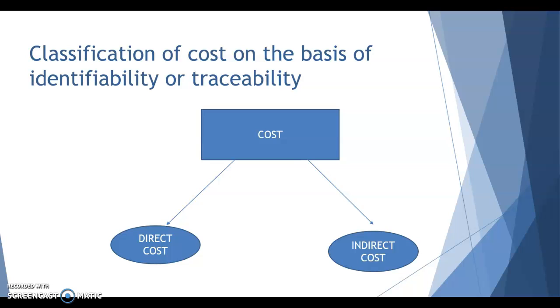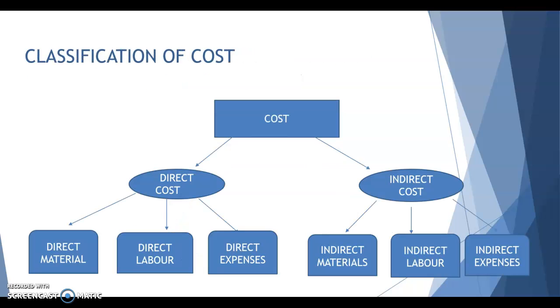The cost can be classified into direct cost and indirect cost based on the identifiability or traceability. So we have classified it into direct cost and indirect cost. Under direct cost, we have direct materials.